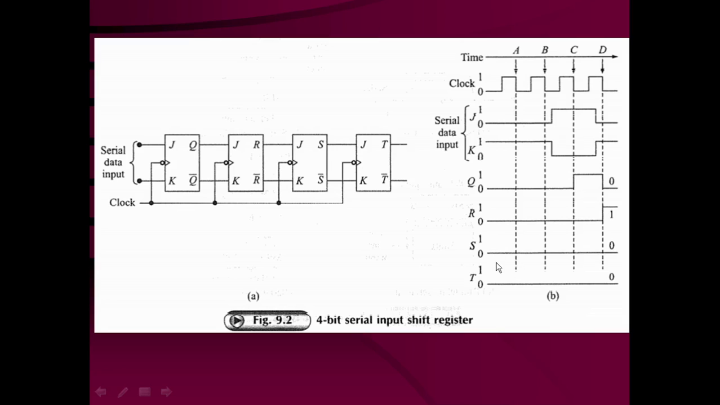QRST, we have discussed that effectively the same data can be loaded, that means 0010. The first LSB is going to be 0, the next LSB is going to be 0, the third LSB is going to be 1, and the fourth, the MSB, is going to be 0. This data is going to be loaded after 4 clock cycles. The MSB is going to appear at the output of Q, and the LSB is going to appear at the output of the T flip-flop.